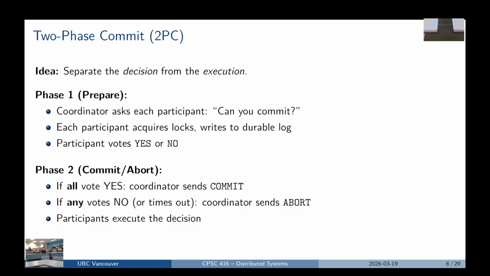In phase one, the coordinator asks each of the participants, can you commit? Each participant acquires whatever locks they need to make sure that they can maintain durable state or consistent state. Nobody else can see anything while they're changing it. They record their promises to a durable log, and then the participants vote, yes or no. During the commit or abort decision, everyone has to vote yes, and then the coordinator sends a commit. If anybody votes no, or they time out, the coordinator sends an abort. The participants then execute the decision.